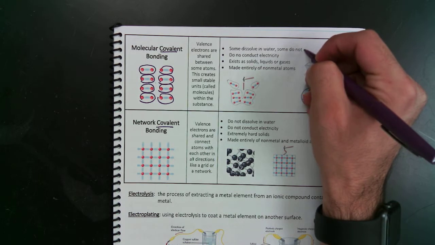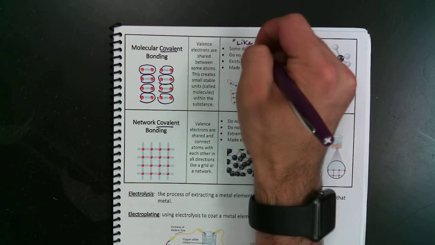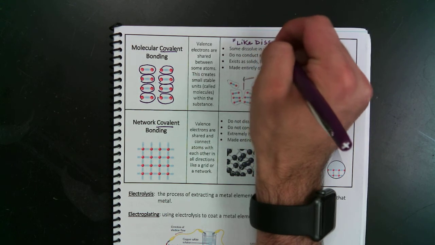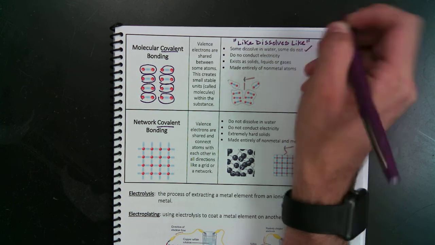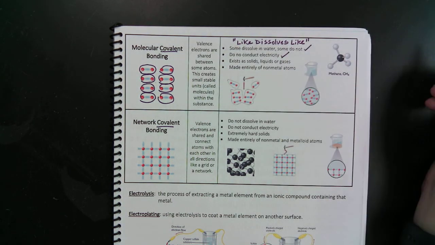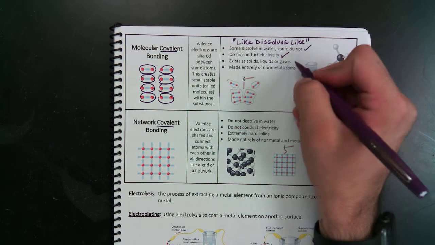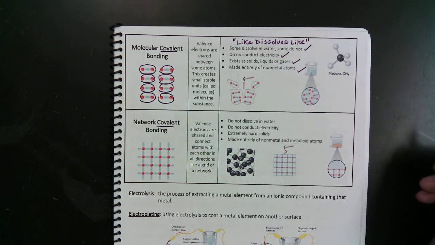Some of these dissolve in water and some do not, and this was when we looked later in the year at the like dissolves like rule, for polarity. That's going to come up again in Unit 2. But whether they dissolve or not, they never conduct electricity because there's no charge to conduct electricity. They exist as solids, liquids, or gases, and they're made up of entirely non-metal atoms.